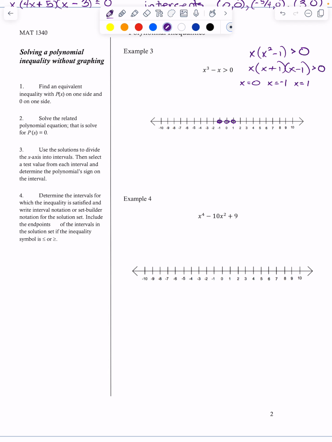So now we have to check the different parts of our x-axis. I'm going to plug in 2, and again I'm going to use the factored form. So with x equals 2, my x times (x plus 1) times (x minus 1) becomes 2 times (2 plus 1) times (2 minus 1), 2 times 3 times 1, which is positive 6. It's positive over here.